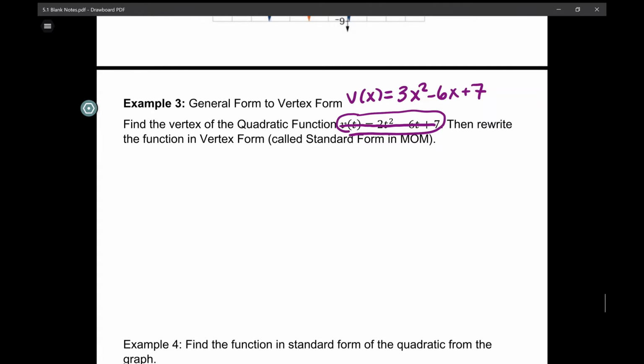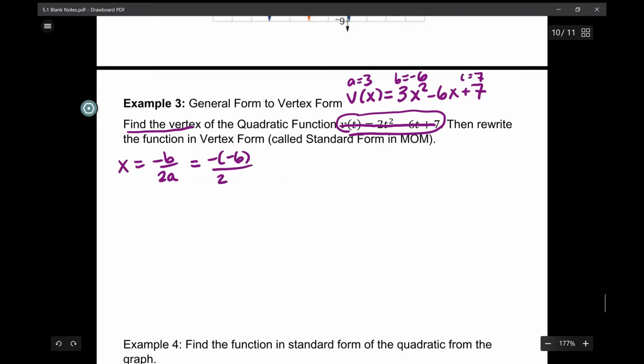All right, so let's find the vertex first, and then we're going to rewrite this function in our vertex form. So the first thing we need to do is find the vertex. x equals minus b over 2a tells us the x coordinate of the vertex. So in this example, a is 3, b is negative 6, and c is 7. So minus negative 6 over 2 times 3 equals 6 over 6, which is 1. That's the x coordinate of my vertex.